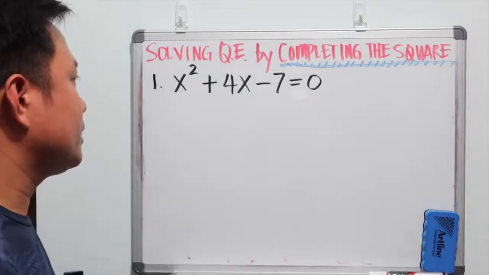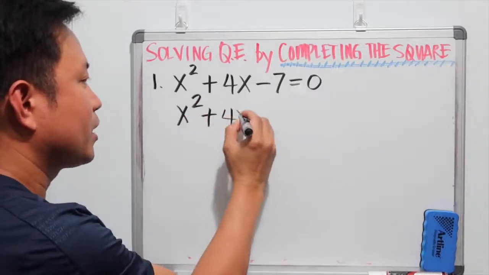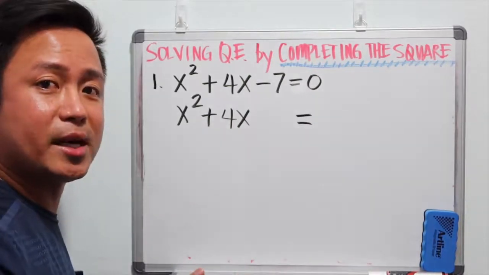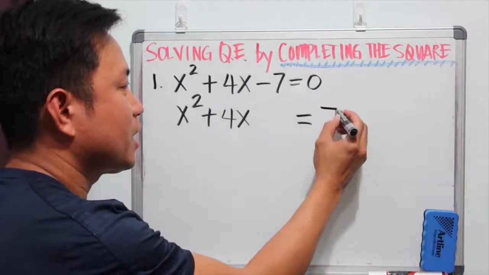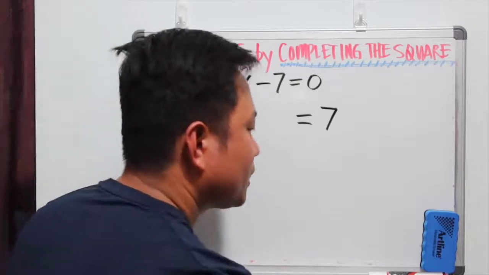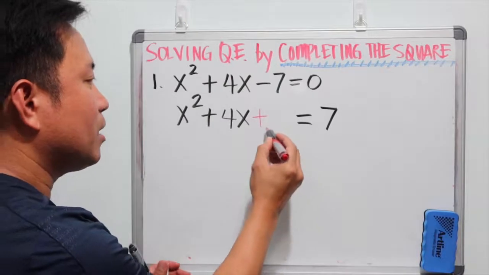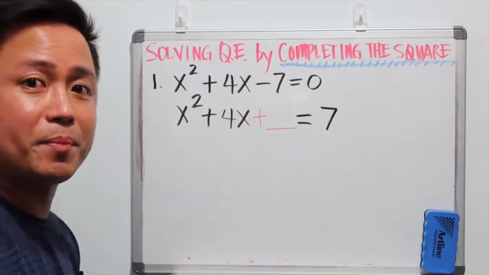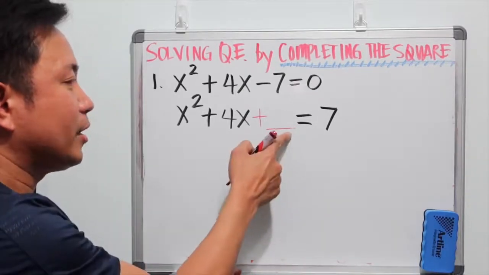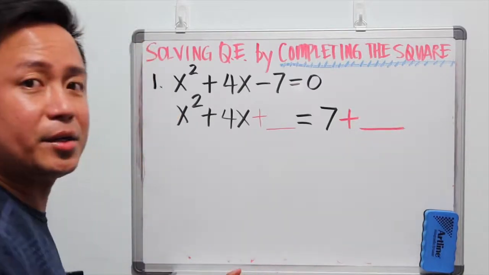So the first step is to isolate the variables on the left side, and the constant, negative 7, we're moving on to the right side, which becomes now positive 7. Now, this method is called completing the square because we need to add something here to make it a perfect square. But to maintain the balance of this equation, whatever we add on the left side, we also need to add to the right side.